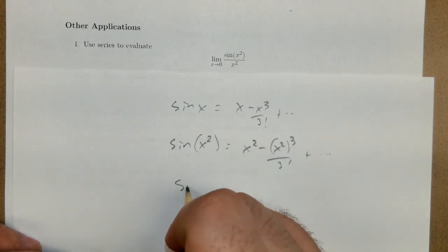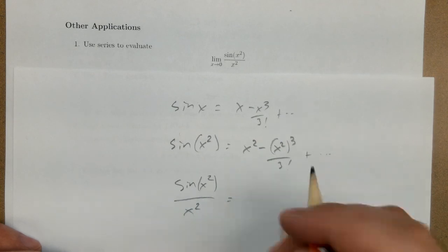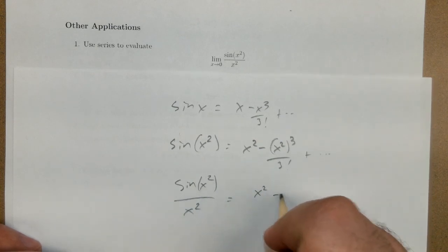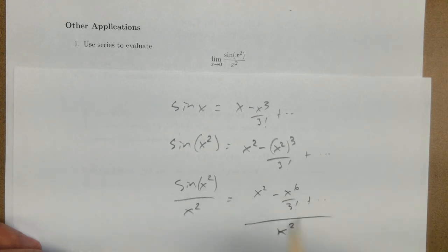Now if I divide this by x squared, I get x squared minus x to the 6th over 3 factorial and some stuff, all over x squared. If I simplify that, I get 1 minus x to the 4th. And then I get a bunch of stuff with x's. Remember that x is going to 0. The limit as x goes to 0 of this.